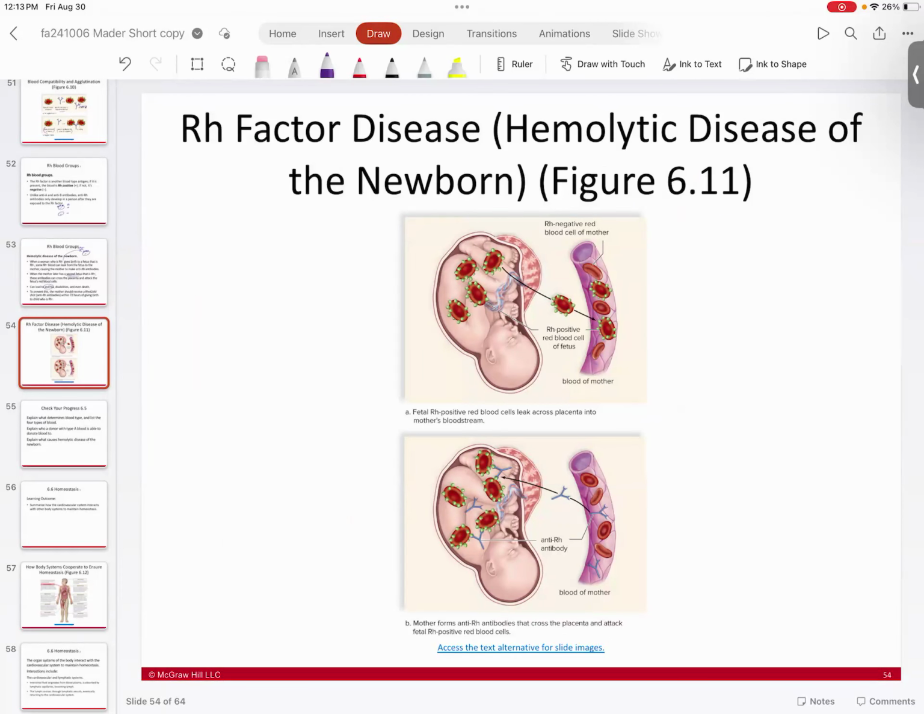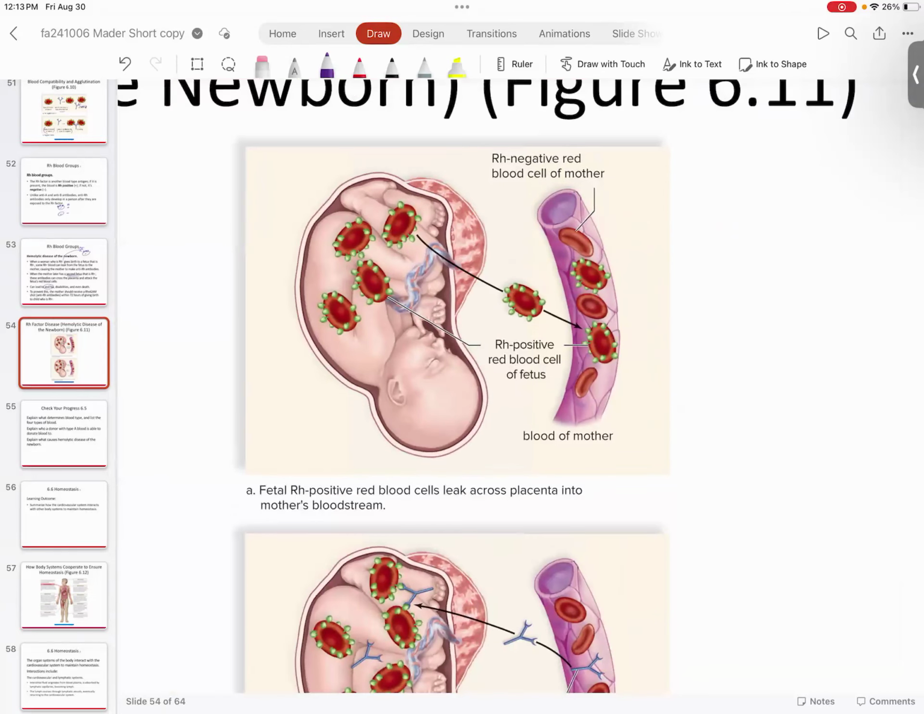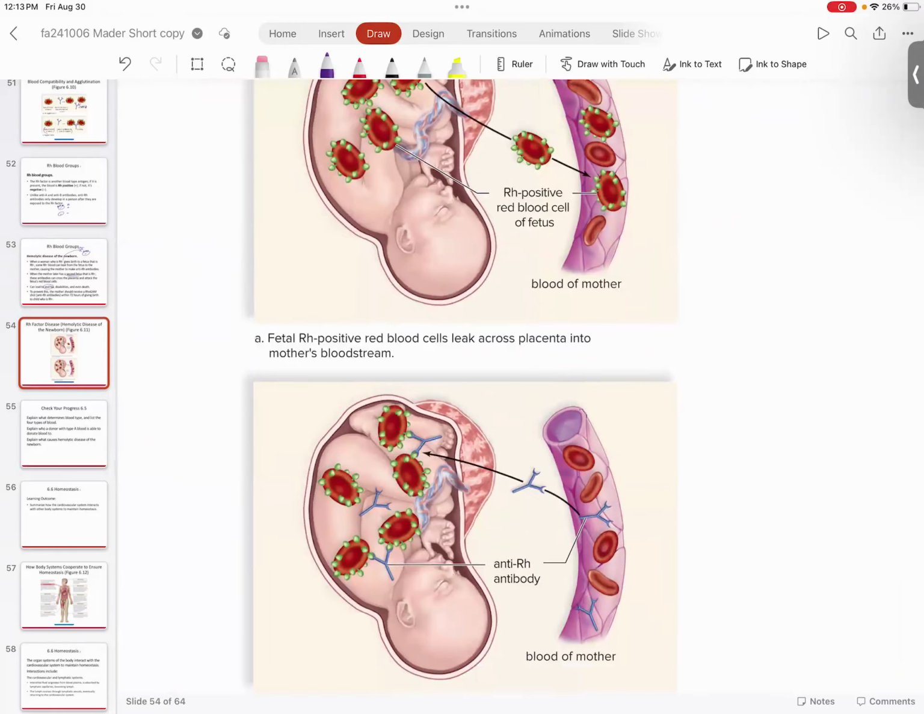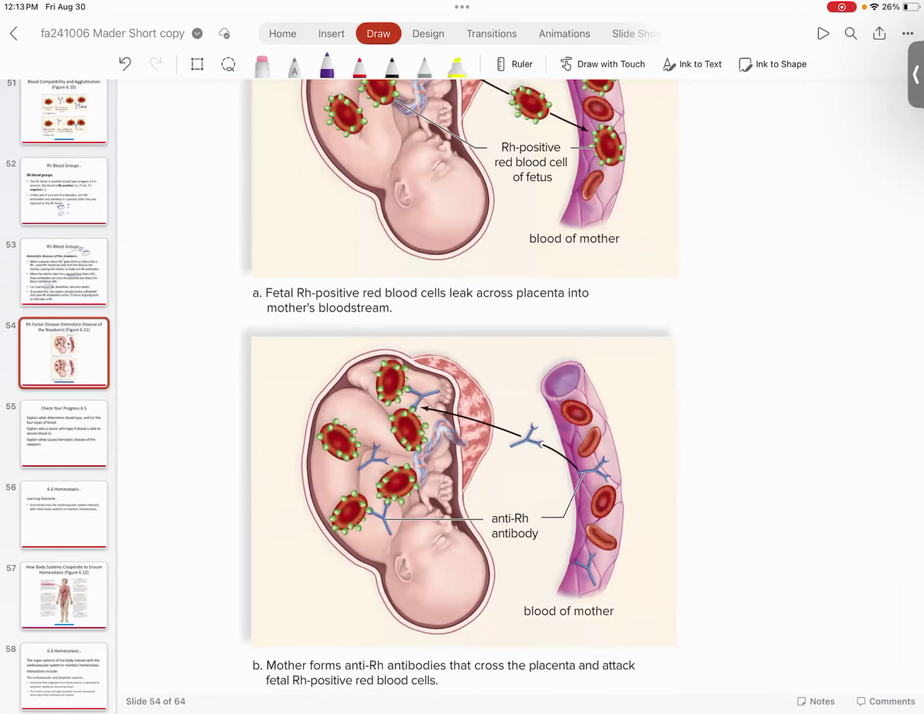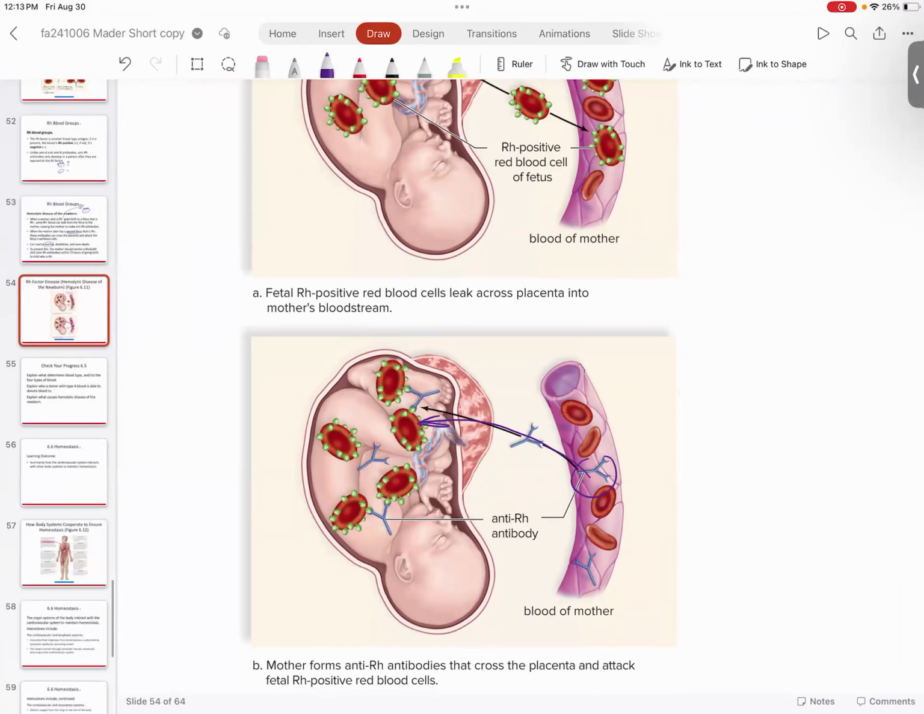You can see that on the first pregnancy, the baby's blood is mixing with the mother's. The mother sees it and starts making antibodies. On the second one, the antibodies are ready to go, so they can cross the placental barrier and start attacking the baby's red blood cells.